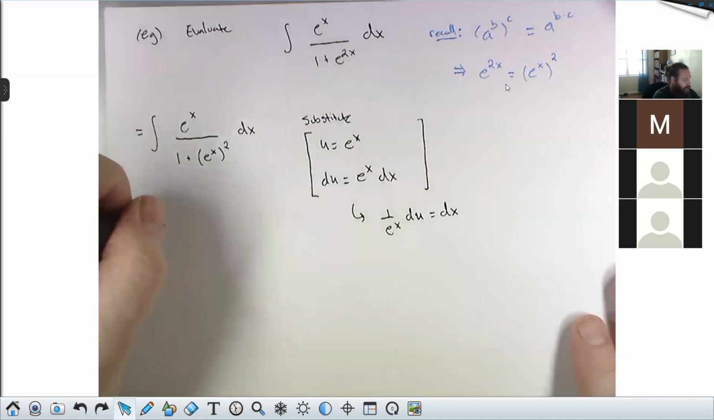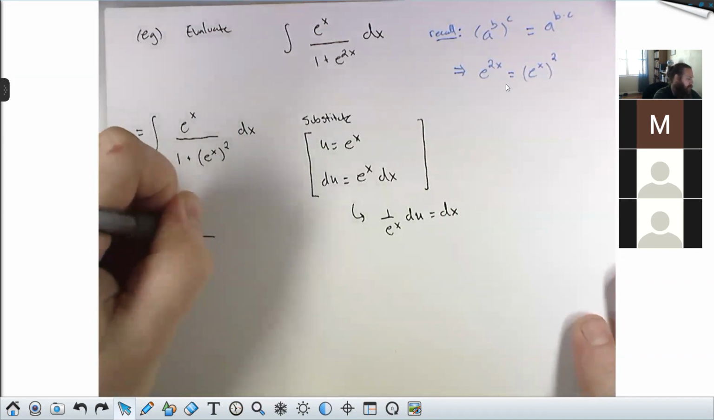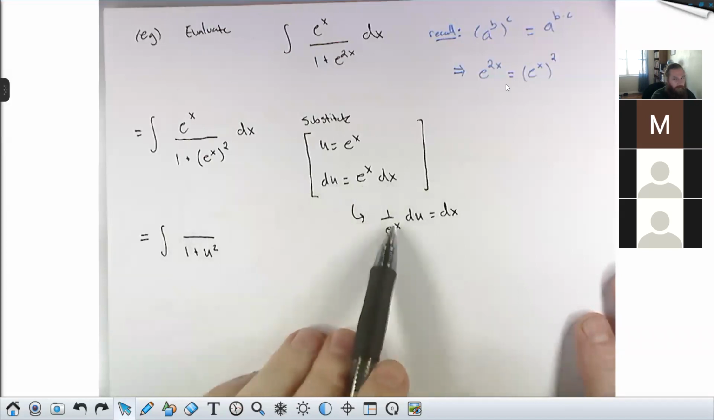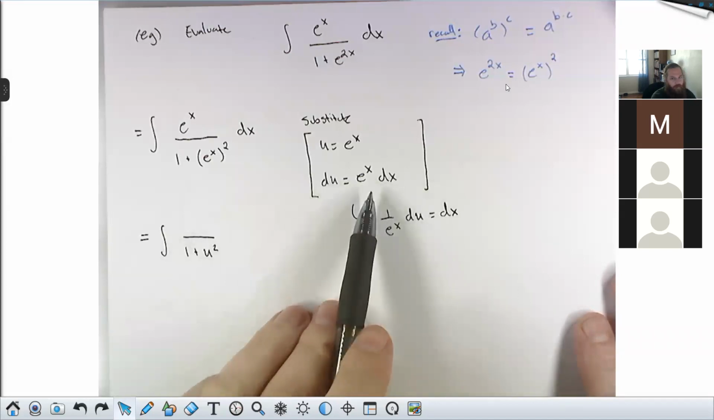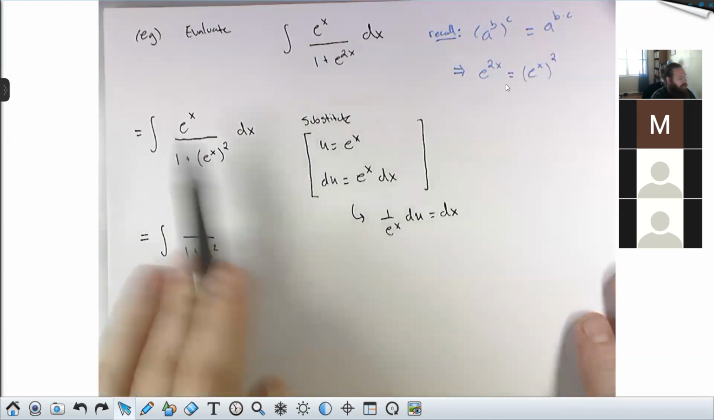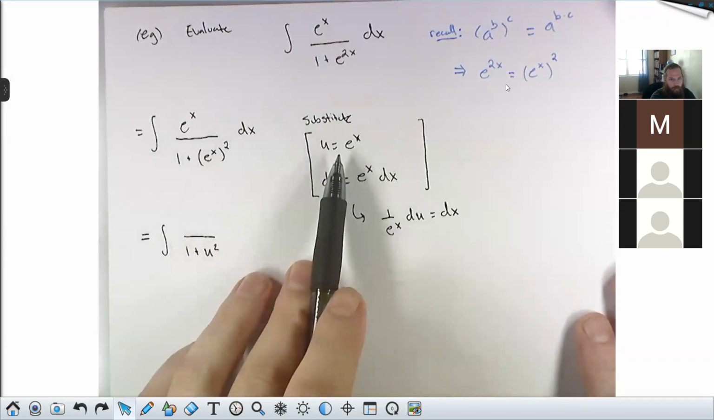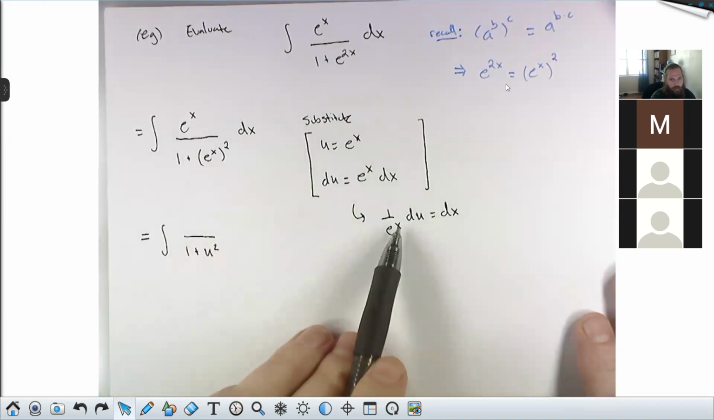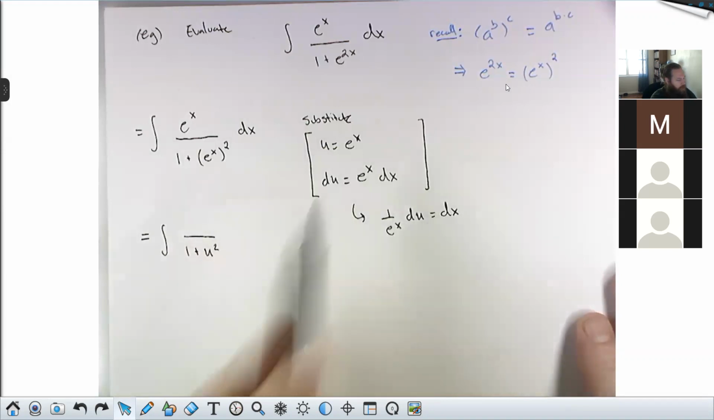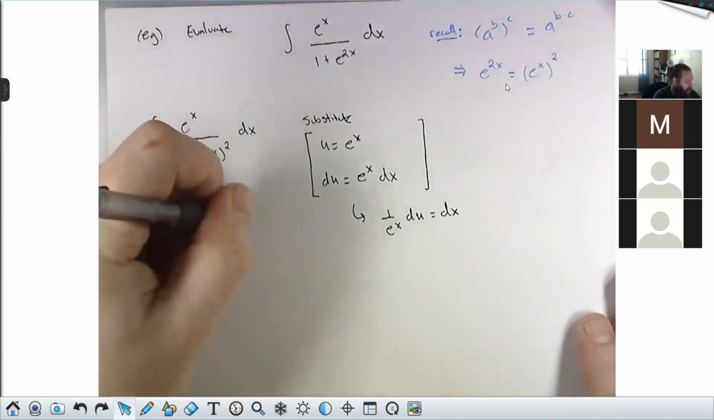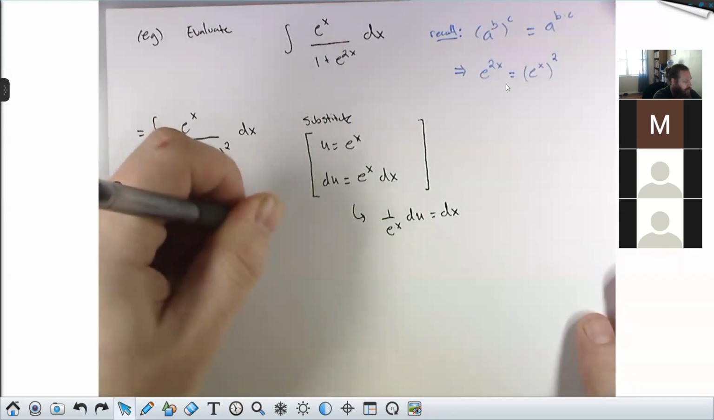So what do I have? I have downstairs here, certainly 1 plus u squared. And what I see is that my differential term has an e to the x in it. So this e to the x upstairs, I don't want to replace that by u, even though I could. I realize it's going to cancel with the e to the x from my differential. So what I'll do here is I'll write this as e to the x, and then dx is 1 over e to the x times du.